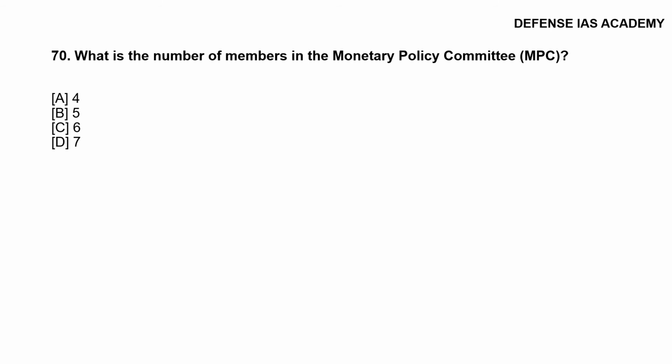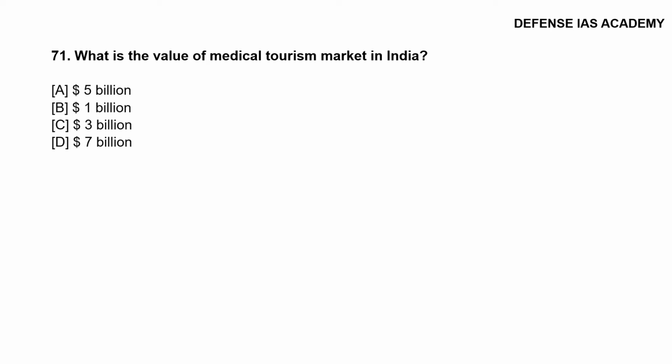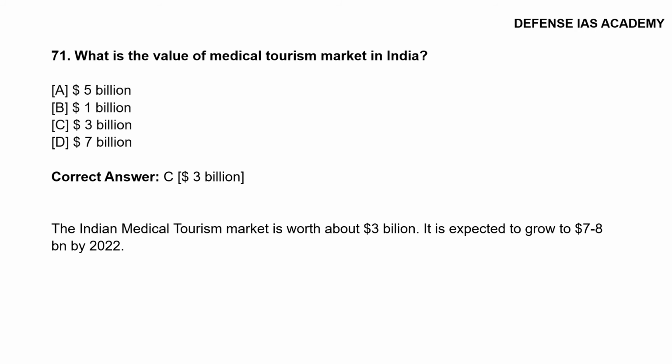Question number 70. What is the number of members in the Monetary Policy Committee, MPC? The correct option is option C, 6. MPC has 6 members. Now question number 71. What is the value of medical tourism market in India? The correct answer is option number C, $3 billion. The medical tourism market is worth about $3 billion. It is expected to grow to $7 to $8 billion by 2022.